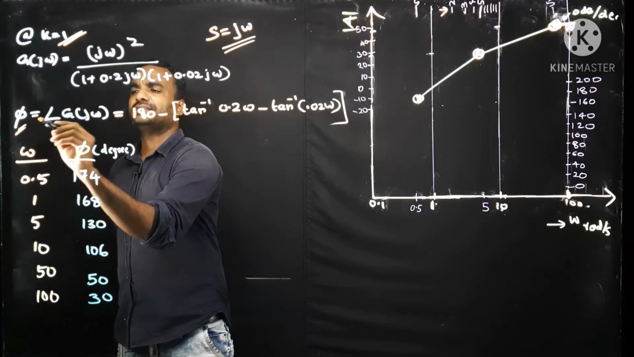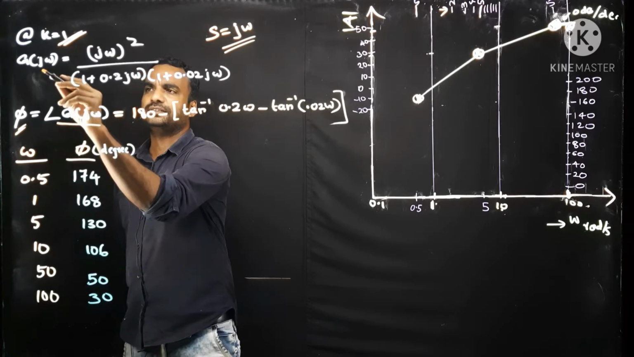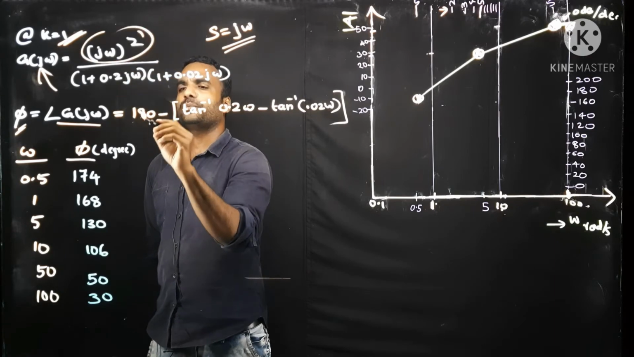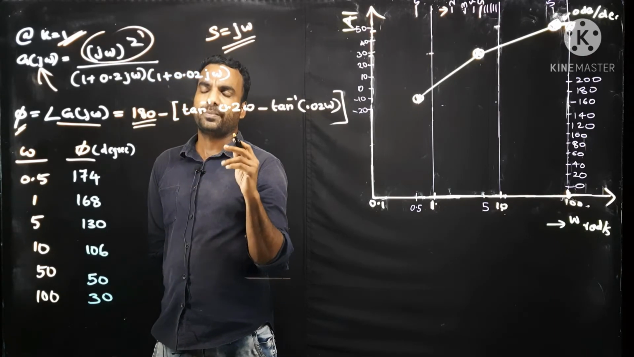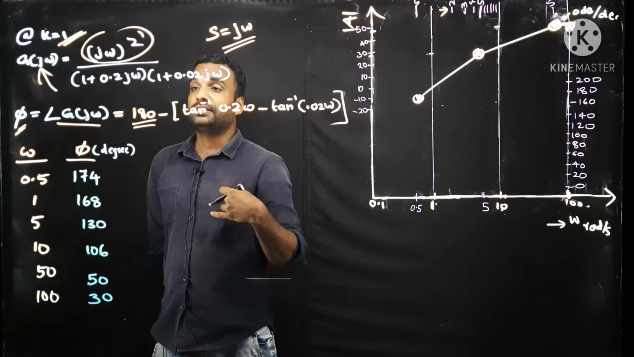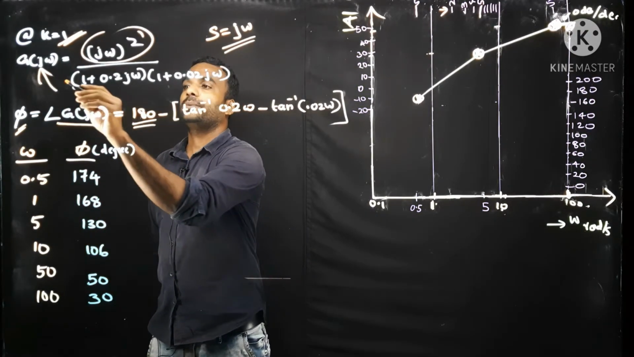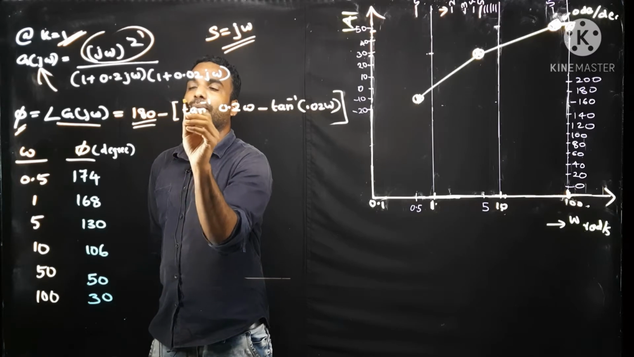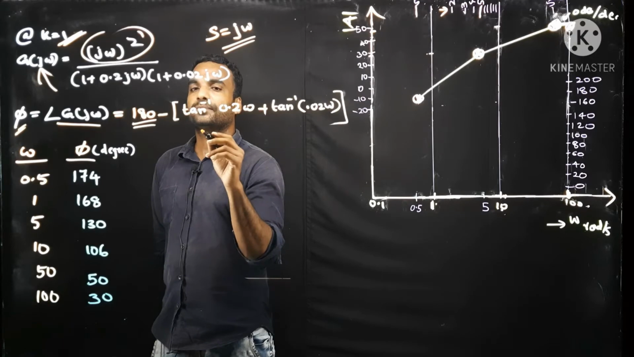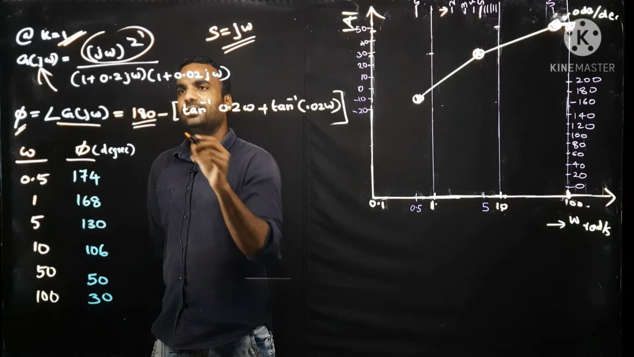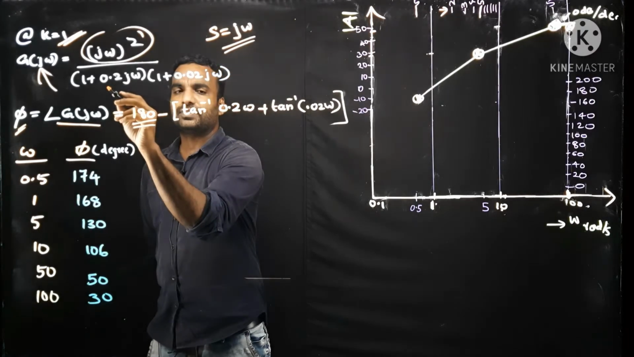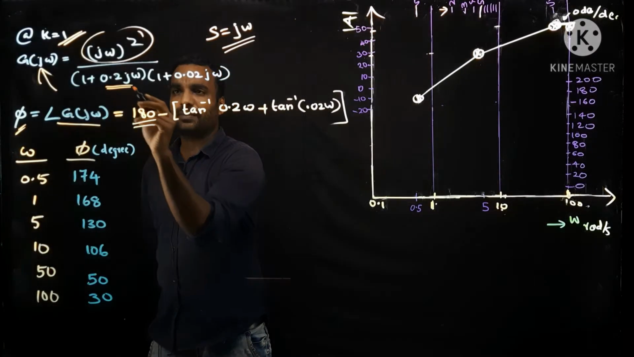So phase phi is equal to the angle of this G of j omega, and this numerator is contributing 180 degrees, because omega square j square: j is 90, j square is 180 degrees. In the denominator we are taking the negative common, then all the denominator terms are added, and its angle is tan inverse of 0.2 omega, tan inverse of imaginary by real.